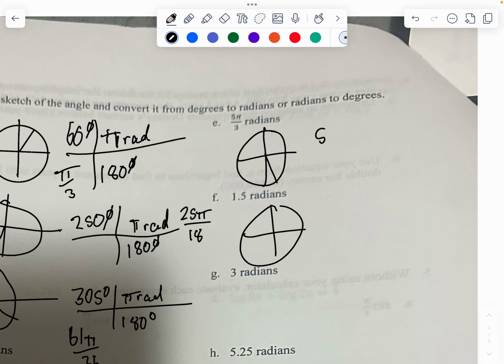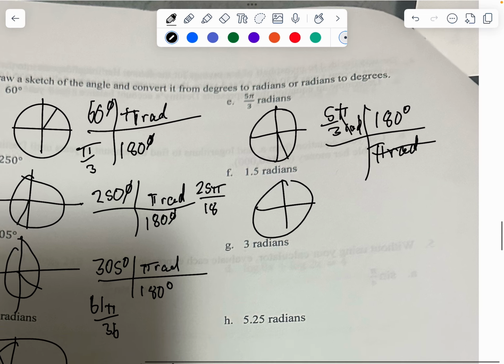5/3 pi radians. 5 pi over 3. 180 degrees. Pi radians cancels with pi radians. 5/3 times 180 is 300. This would be 300 degrees.